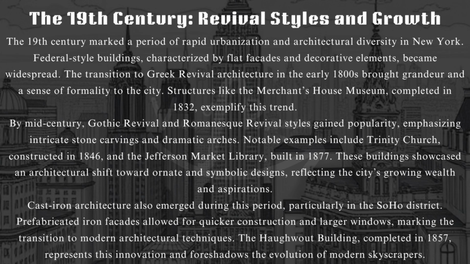Cast iron architecture also emerged during this period, particularly in the Soho district. Prefabricated iron facades allowed for quicker construction and larger windows, marking the transition to modern architectural techniques. The Haughwout Building, completed in 1857, represents this innovation and foreshadows the evolution of modern skyscrapers.